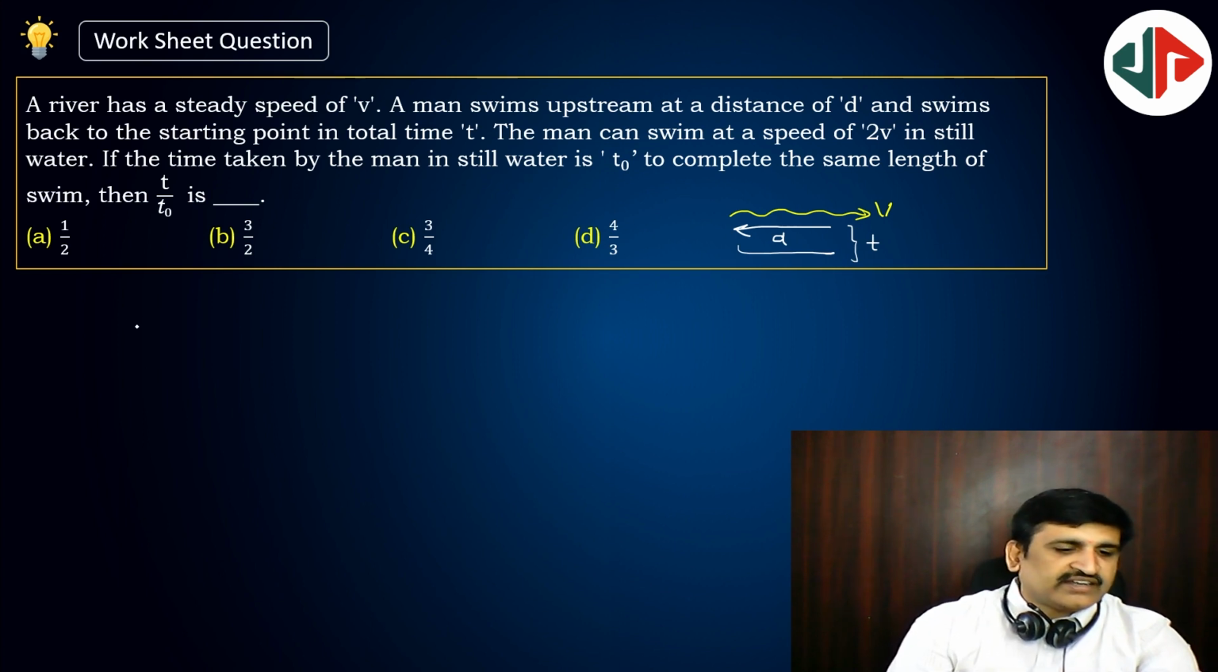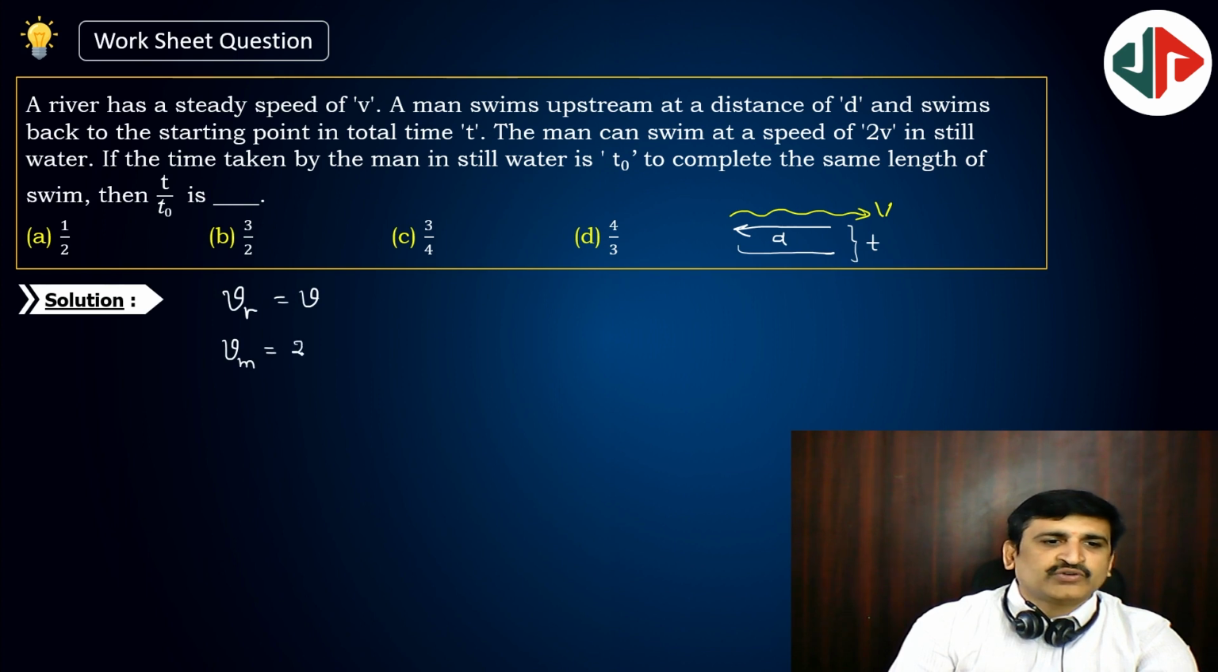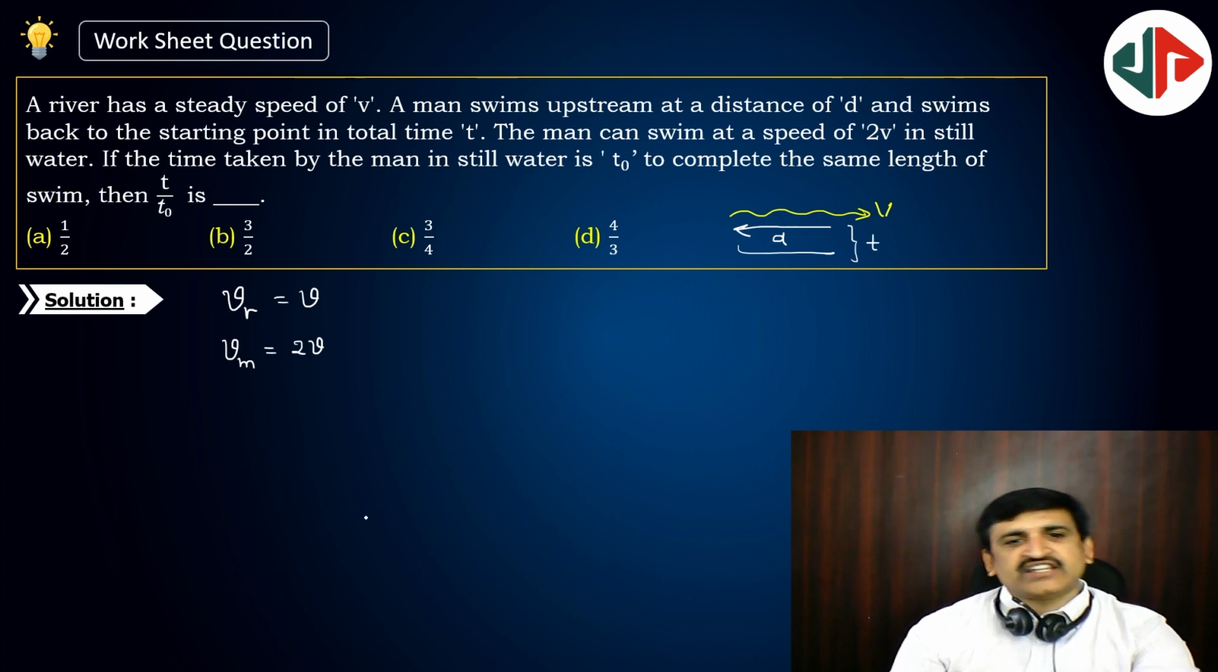So I can write river velocity Vr is equal to v. Man velocity Vm is equal to 2v. That's what he gave, so that I have to follow in still water. If the time taken by the man in still water is t naught to complete the same length to swim, same length, that means 2d distance, 2d distance he is going to take t naught.